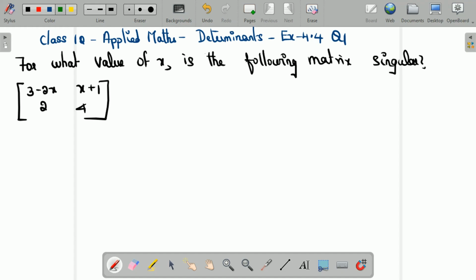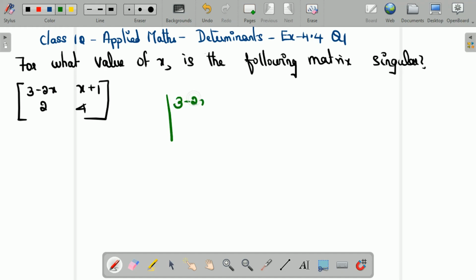In this video, let's find the solution for the first question in exercise 4.4. For what value of x is the following matrix singular? A matrix will be considered singular if the determinant of that matrix is equal to 0. So let's write the determinant for this particular matrix.